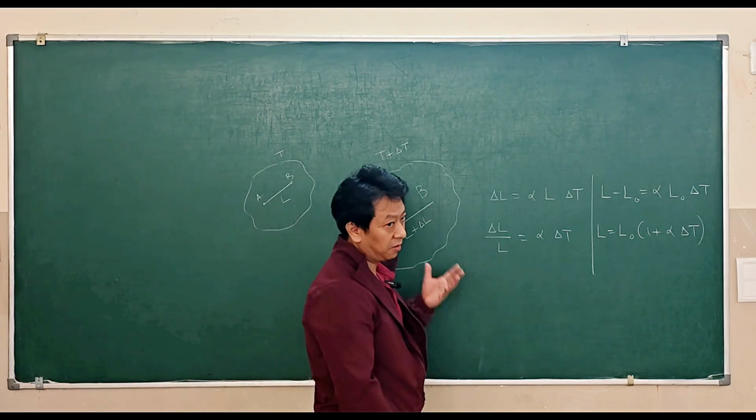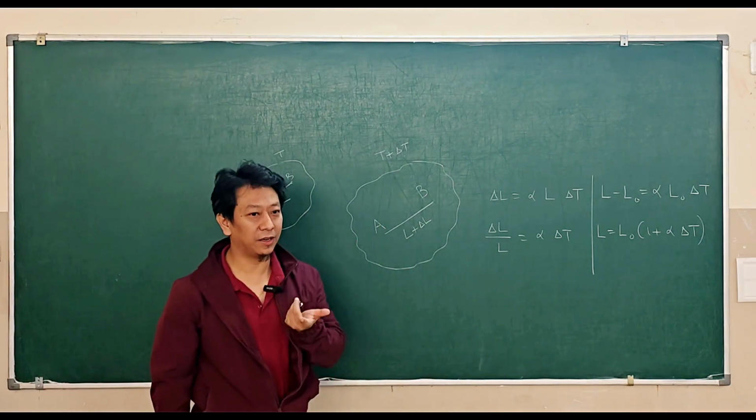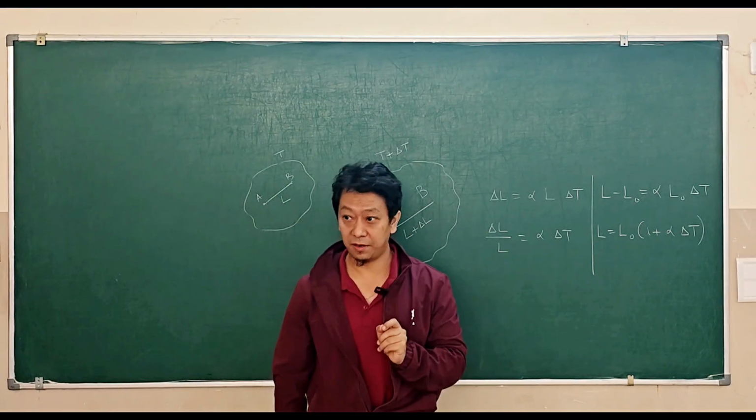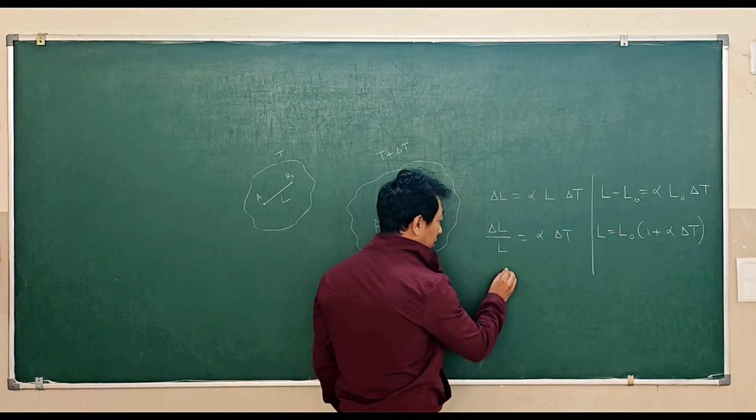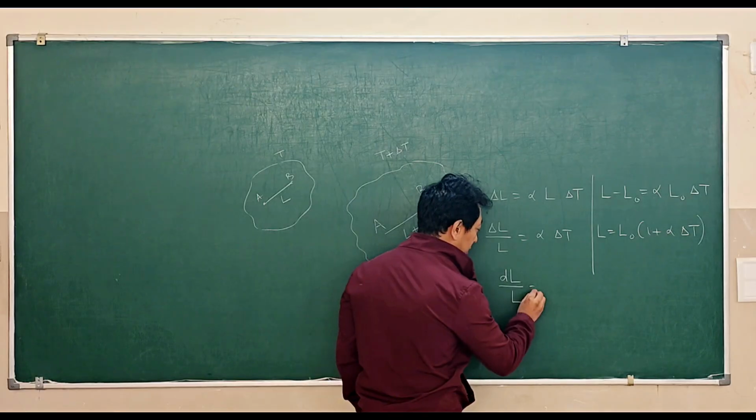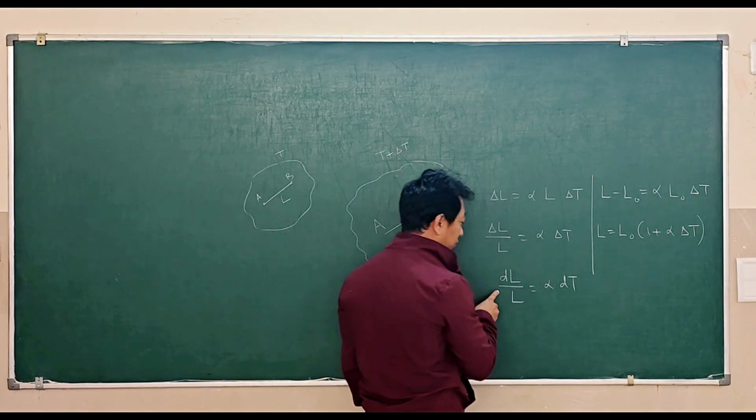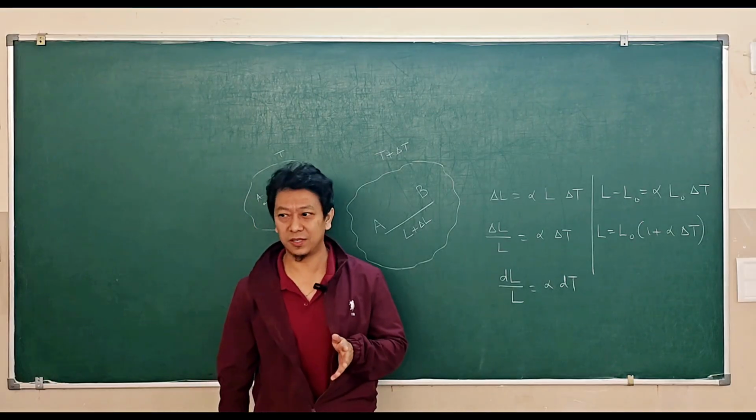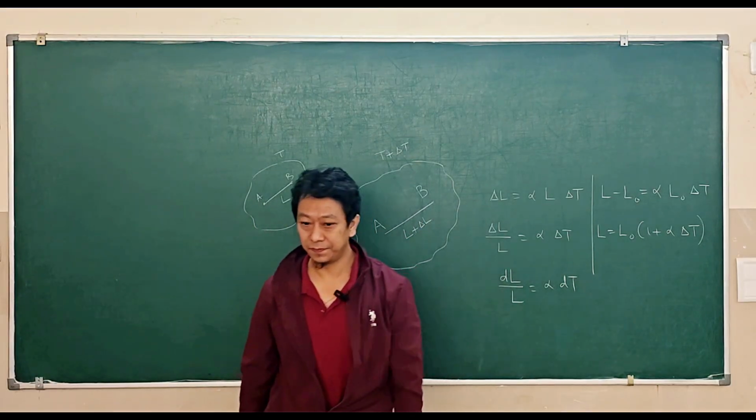For small changes, in fact solids will expand only a little. So for small changes, this delta can be replaced by d, differential. So we can also write dL by L is equal to alpha dT. But this is for small changes. When the percentage change is less than 10%, we can use this.